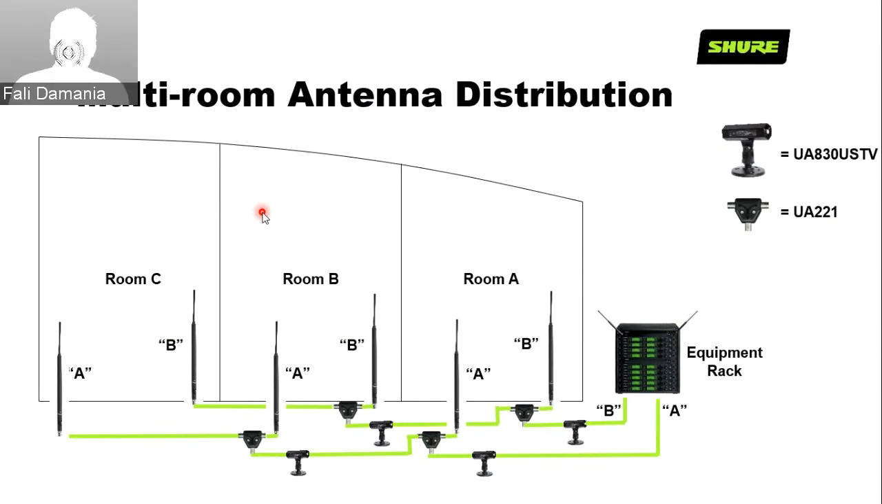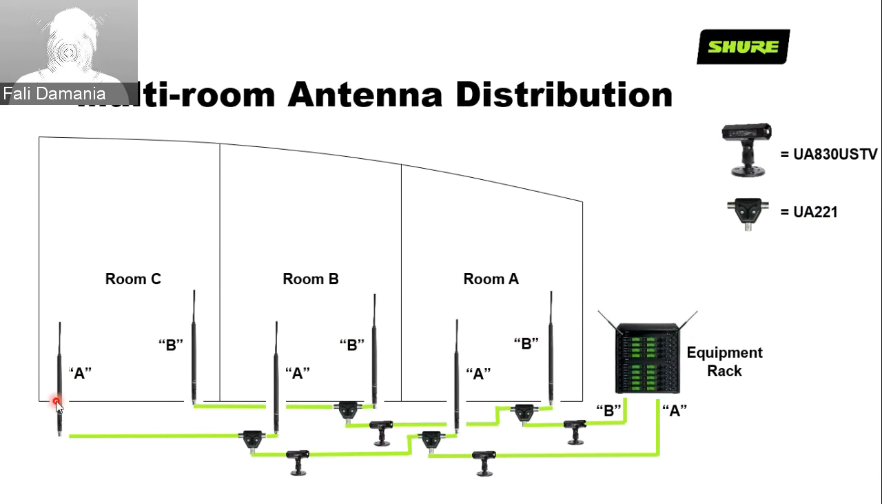This is now a setup for a 3-room system. So room A, room B, room C. When designing these rooms, the first thing is always to just place the antennas. So you place A, B, A, B, A, B. Full diversity, that's all your antennas. Now you need to figure out that antenna A needs to be combined with this antenna A, and similarly B needs to be combined with this B.